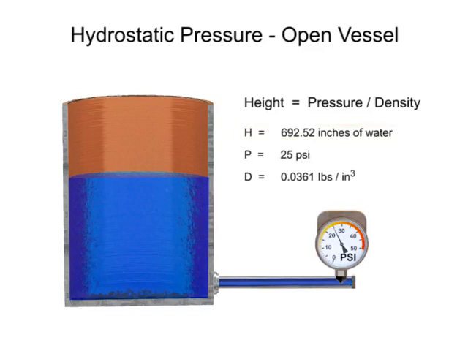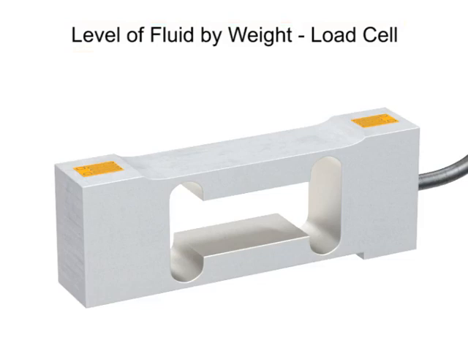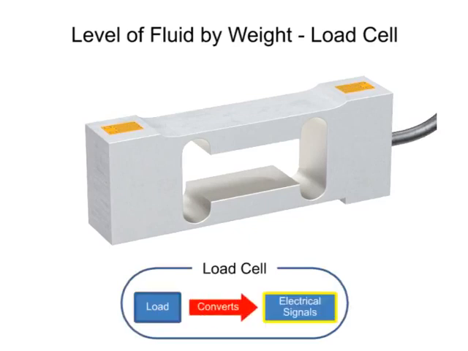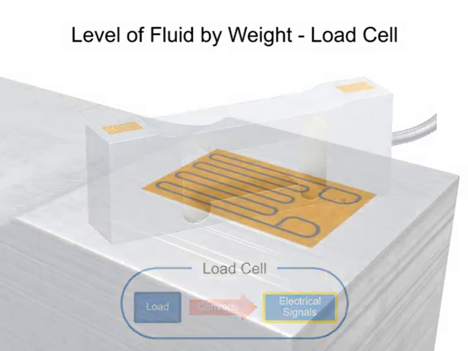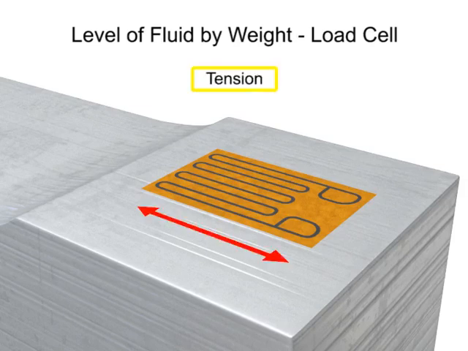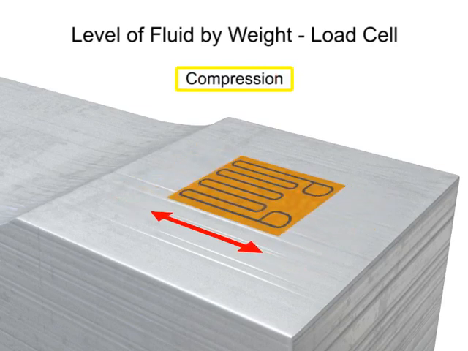Another method of calculating the level of material in a vessel by weight is using load cells. Load cells are comprised of a strain gauge bonded to a support and convert a force or load to an electrical signal. As force or weight is applied to the load cell, the strain gauge deforms and causes the electrical resistance to change. In tension, the area narrows and the resistance increases, and conversely, in compression, the area thickens and resistance decreases.